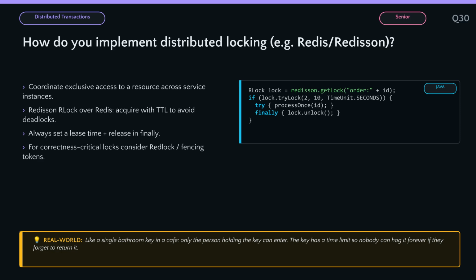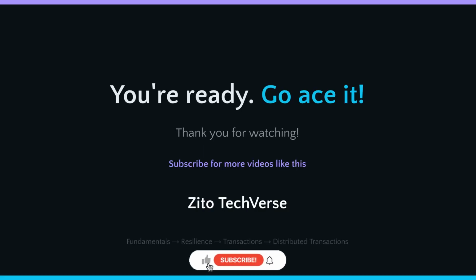And that wraps up all 30 questions. You're now ready to speak confidently about Spring Boot microservices and transactions. You've covered fundamentals, resilience, transaction core concepts, and distributed transactions. Review the examples, practice explaining each out loud, and you'll walk into that interview with confidence.